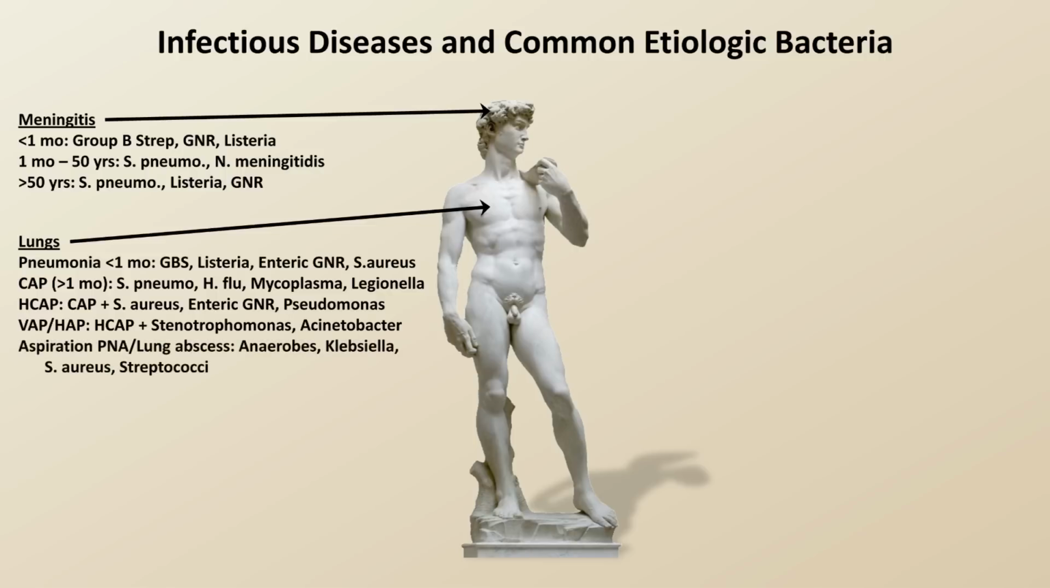Aspiration pneumonia and lung abscesses are often due to anaerobes, Klebsiella, staph aureus, and to lesser extent, streptococci. Finally, empyemas, which are infections of the pleural space, are often caused by extensions of adjacent pneumonia and will therefore have the same pathogens. However, empyemas may also be polymicrobial, and co-infection with anaerobes is not uncommon.